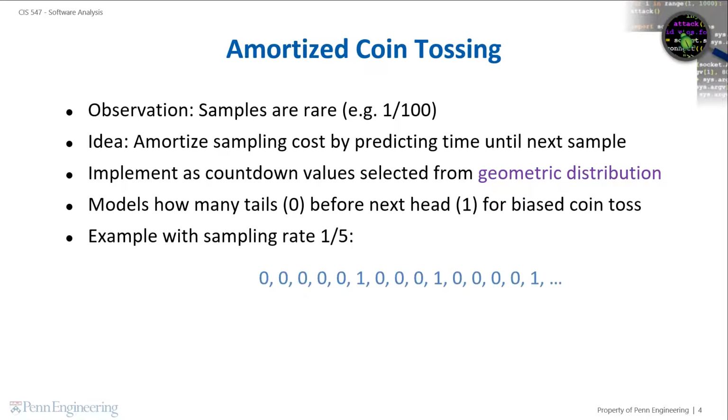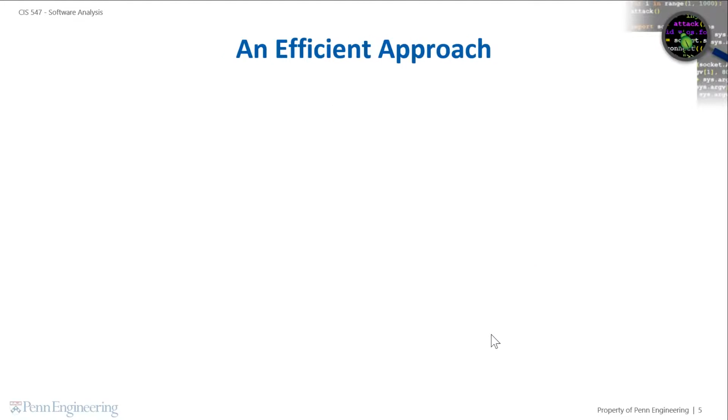For example, with a sampling rate of 1 in 5, three numbers drawn from the geometric distribution might be 5, 3, and 4, indicating that our first sampled site will happen after skipping 5 sites, our next sample will happen after skipping 3 more sites, and our next sample will happen after skipping 4 more sites.